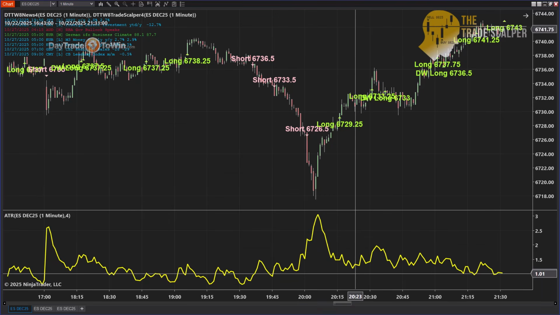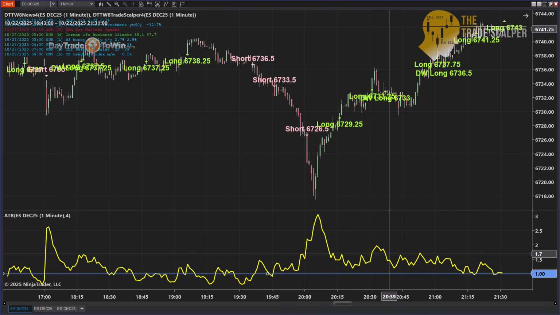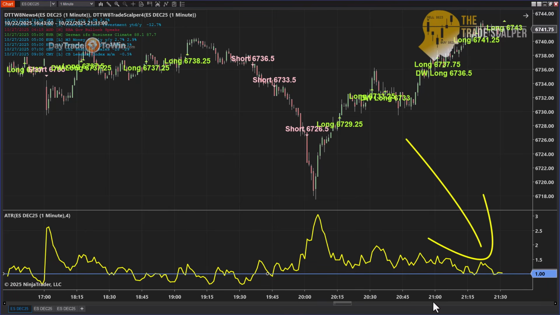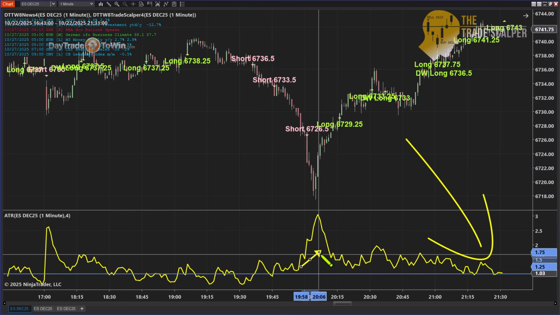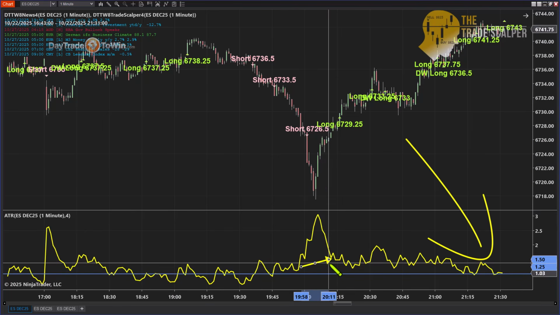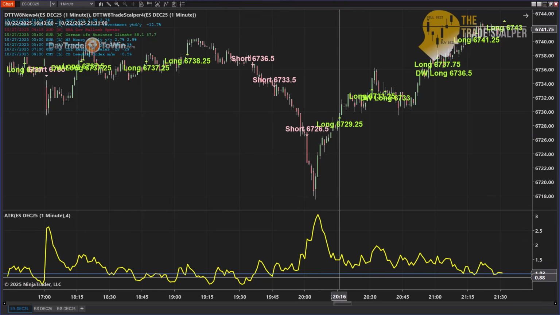The one thing that I would be very careful with is how slow the market is. I know I mentioned this earlier, but with the ATR, if you put a line here at about 1 point, which is in this market 4 ticks, this tells me that anytime the market is trading above here, 4 ticks or 1 point on this market, that we have opportunities.